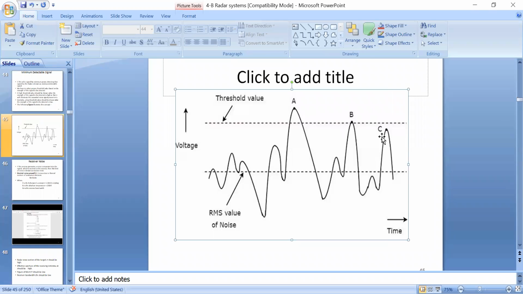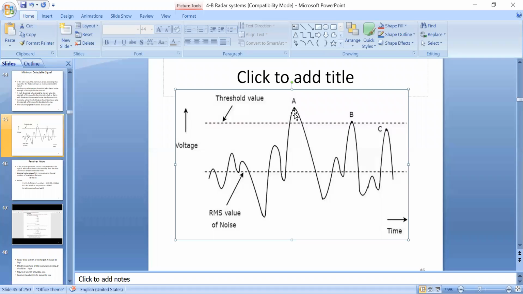And assume here, C is our original target. C is another original target. Because of noise influence, it does not have enough power level to reach the threshold level. So this has not reached the threshold level. So the radar system declares that no target is present here. This type of detection is called missed detection, right?